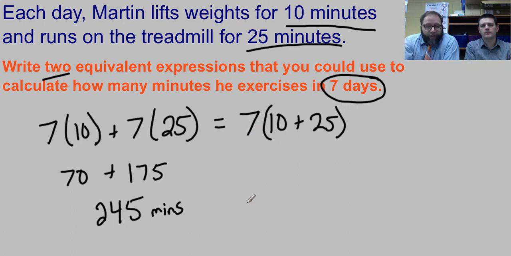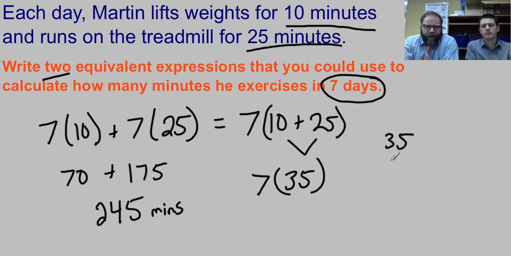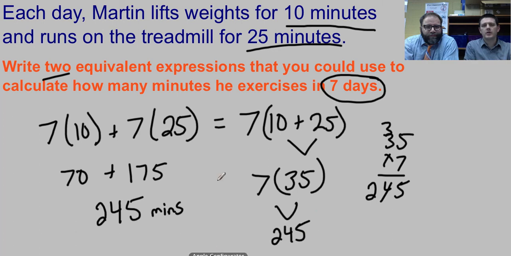So what we do is solve inside the parentheses first, and we'd have 7 times 35. And then that works out to 245. 7 times 30 is 210, plus 35 is 245. So you're showing one way where you're multiplying each piece by the 7, and then one piece where you're doing your addition part first, and then doing your multiplication. Either way, we still get the exact same answer.